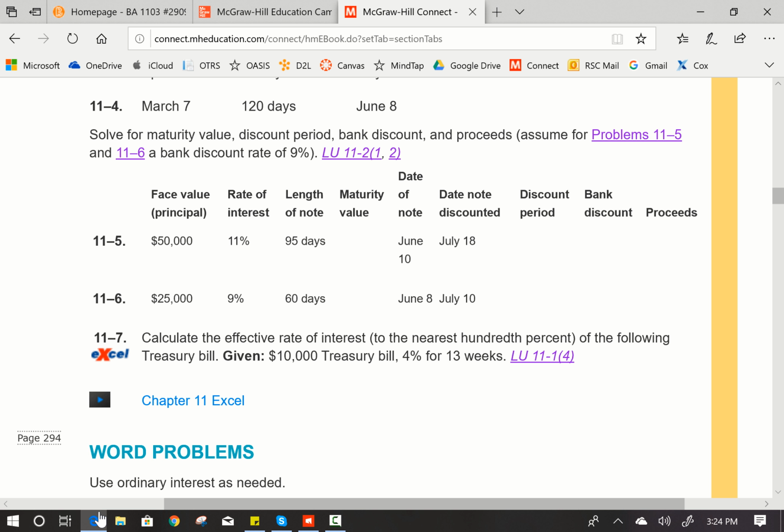Okay, we'll start with number 5 with $50,000 at 11% interest. It's a 95-day note, and the note is dated originating on June the 10th, and it gets discounted on July the 18th. Okay, so let's go ahead and take a look at all of those 4 steps. And I'm going to divide this up into columns. So this is step 1, and this is equal to the maturity value. There's 4 steps: maturity value, the number of days in the bank discount period, and then step 3 is based upon finding what the bank charge is going to be, the bank discount amount, and then finally what they're going to give to the person who originated the note after they had it discounted. That's called the proceeds in step 4.